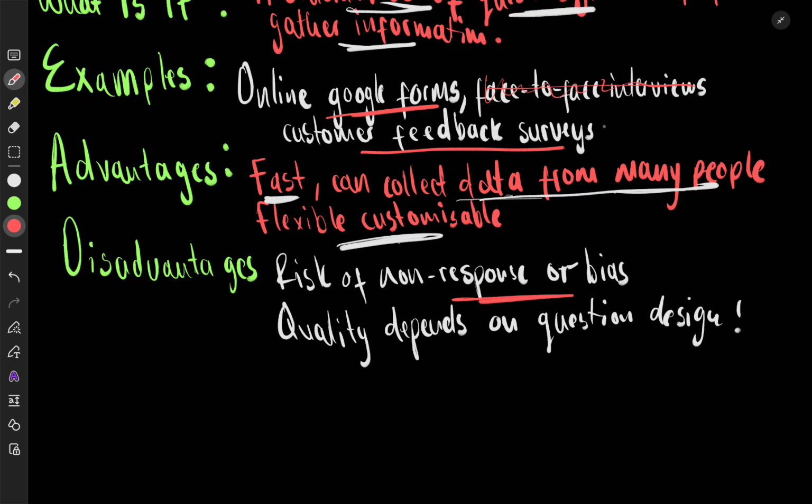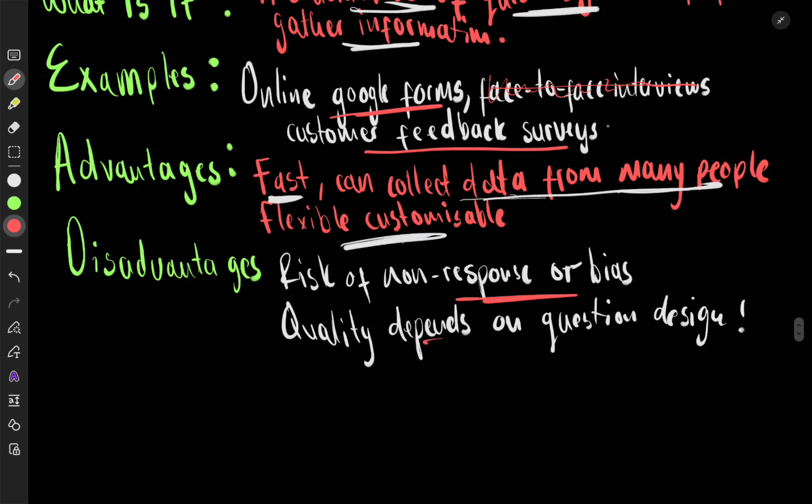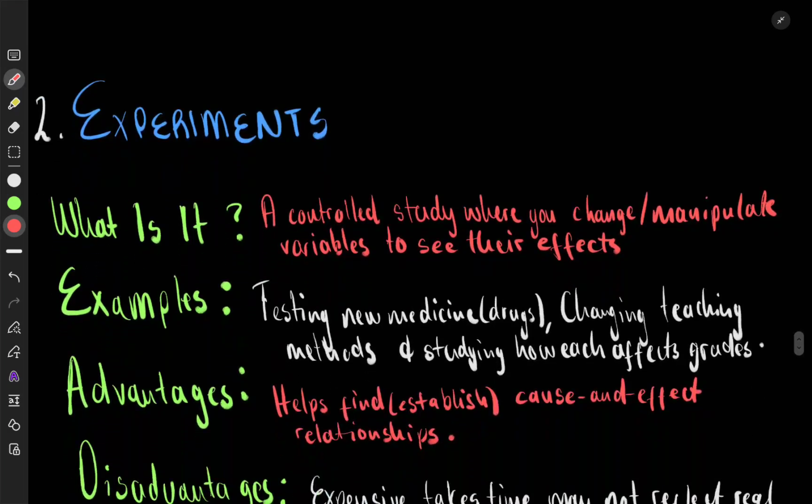Maybe the people that are responding are people that have internet, and maybe the people that don't have an internet connection think differently. So you may end up having just one side of the story. Now, there is a risk also of non-response. And also the quality will depend on the questions that you have in your questionnaire or survey. Now, that is it for this one, and we can go on to the next.